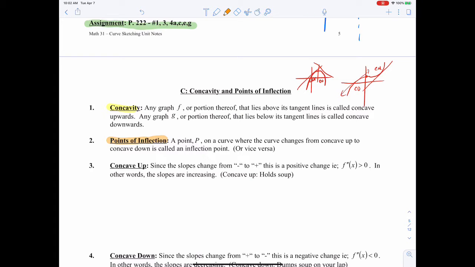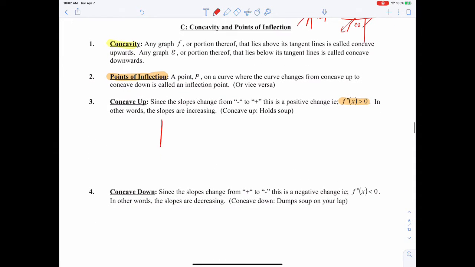Concave up, since the slopes change from negative to positive, the second derivative has to be greater than 0. In other words, the slopes are increasing. So when we're dealing with concave up, the second derivative is bigger than 0. Anytime we're dealing with concave up, it's like it holds soup. It kind of makes a bowl shape.